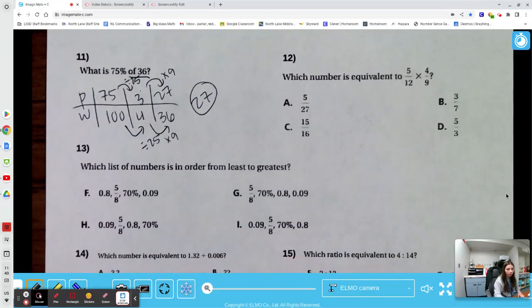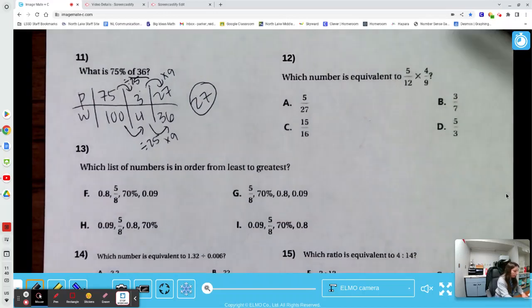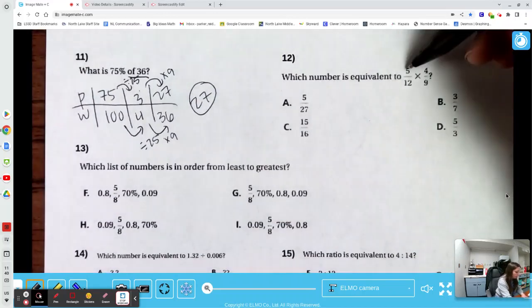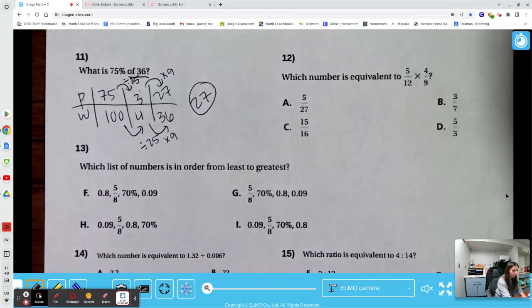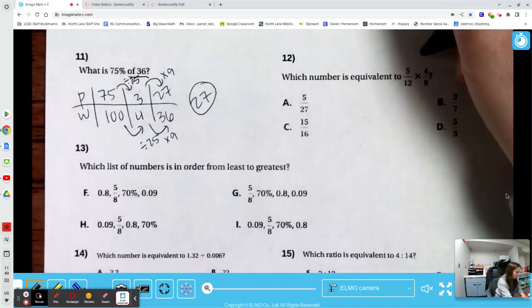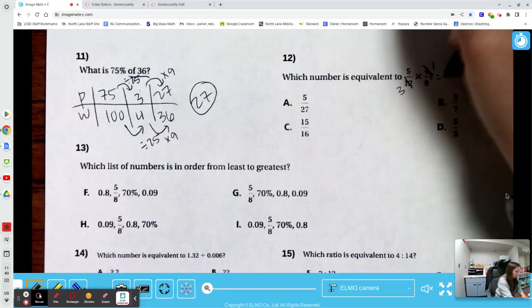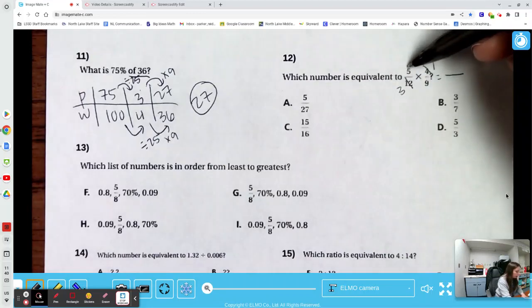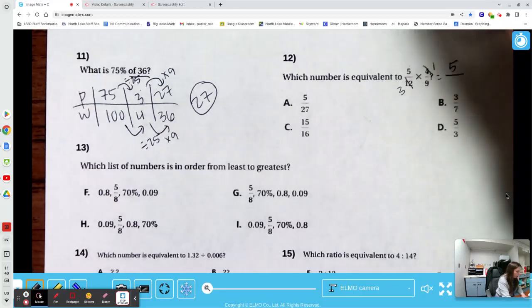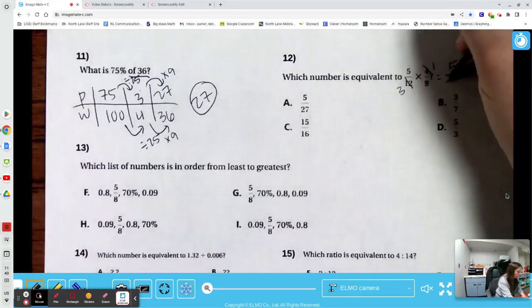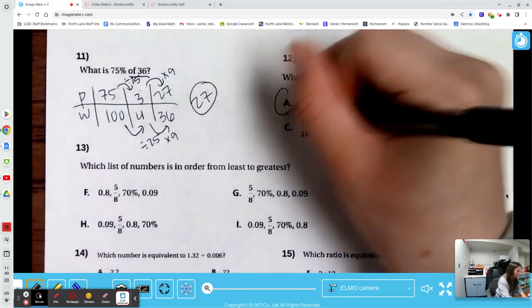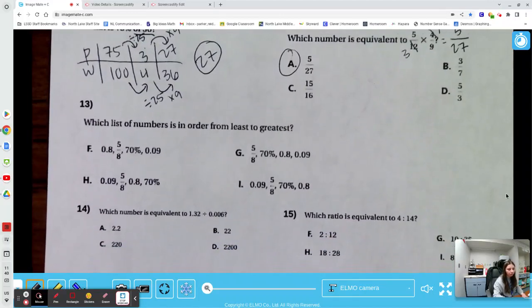Number 12, multiplying fractions. So I'm going to cross cancel first. Can't cross cancel 5 and 9. Nothing fits evenly into both of them besides 1. But for 4 and 12, I could divide both by 4. 12 divided by 4 is 3. 4 divided by 4 is 1. Multiplying across the numerators, 5 times 1 is 5, and across the denominators, 3 times 9 is 27. So 5 27ths, option A.